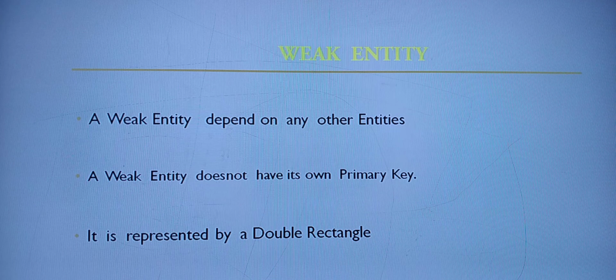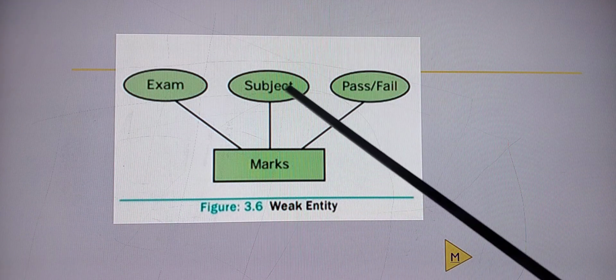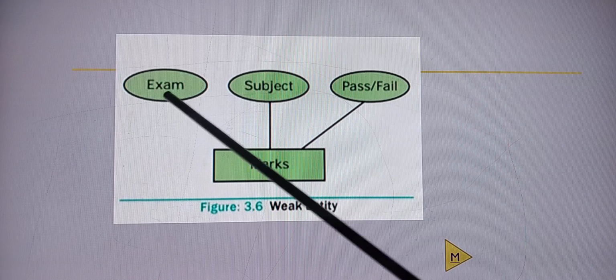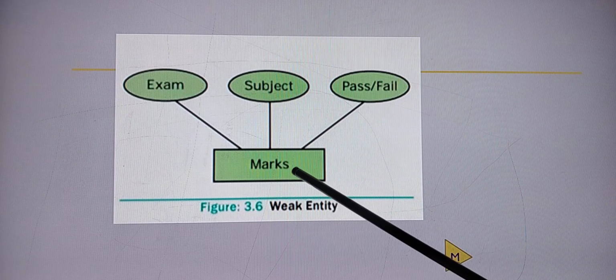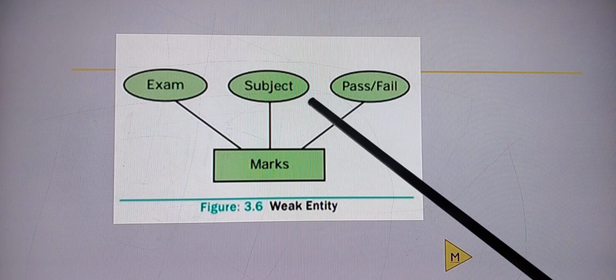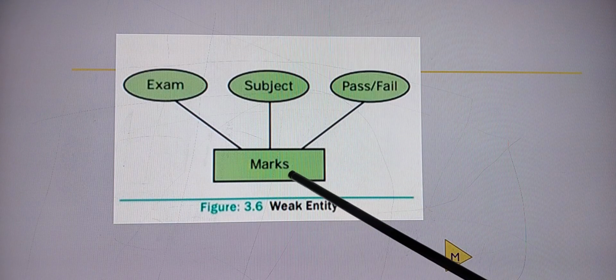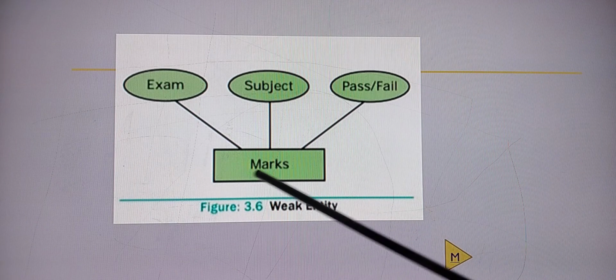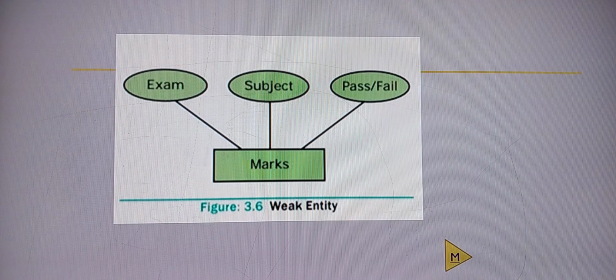See this example. Here marks depends on pass, subject, and exam. Based upon these only, this is going to act. So this marks is going to depend upon each and everything. So this is your weak entity. Here you will be having another rectangle box inside. Okay? Yes, next we can see the next entity.